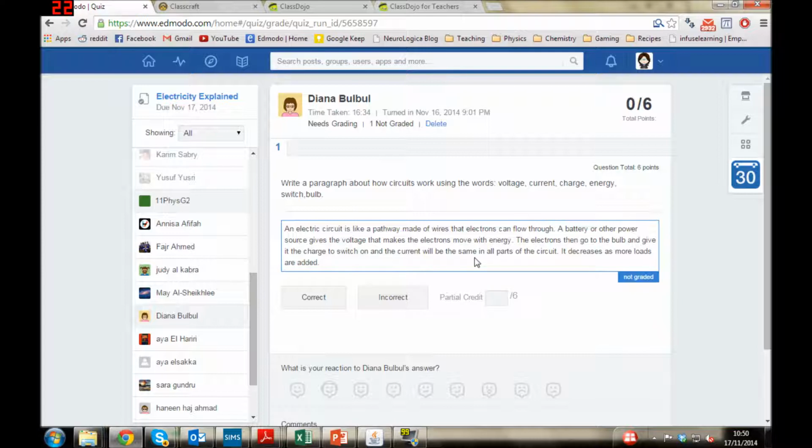Current will be the same in all parts of the circuit. Yeah, if it's a series circuit, it decreases as more loads are added. So this is saying if you add more bulbs, which is bigger resistance, the current will decrease. And you can see that from Ohm's law. Yeah, pretty good effort there, Diana.